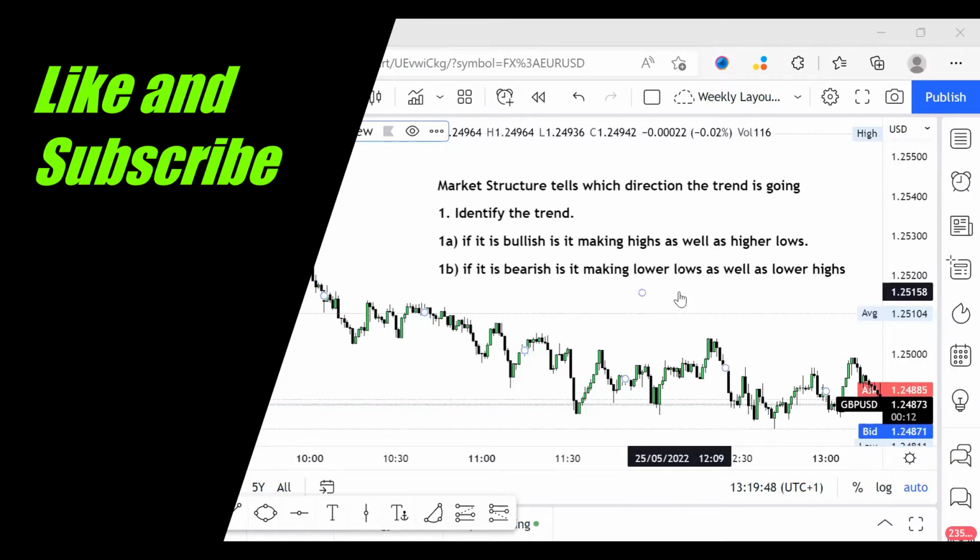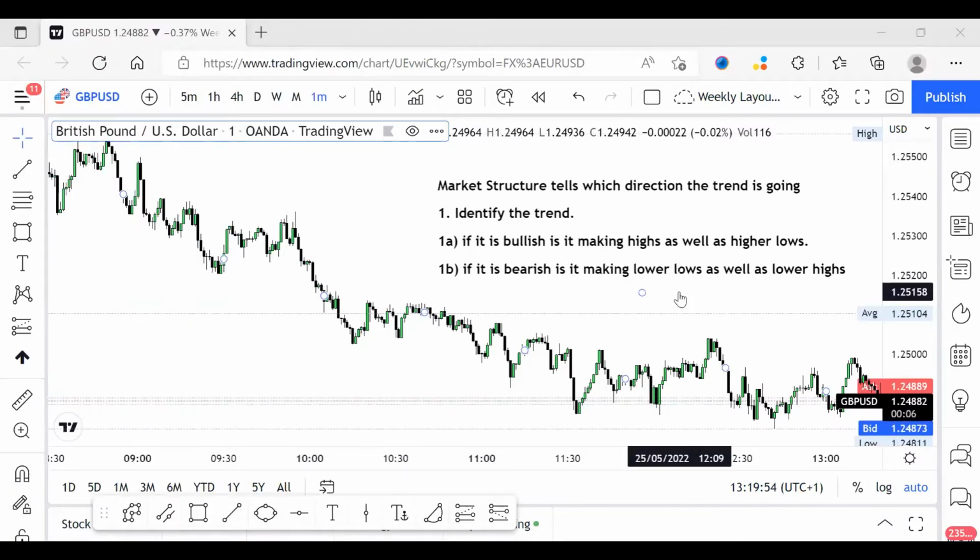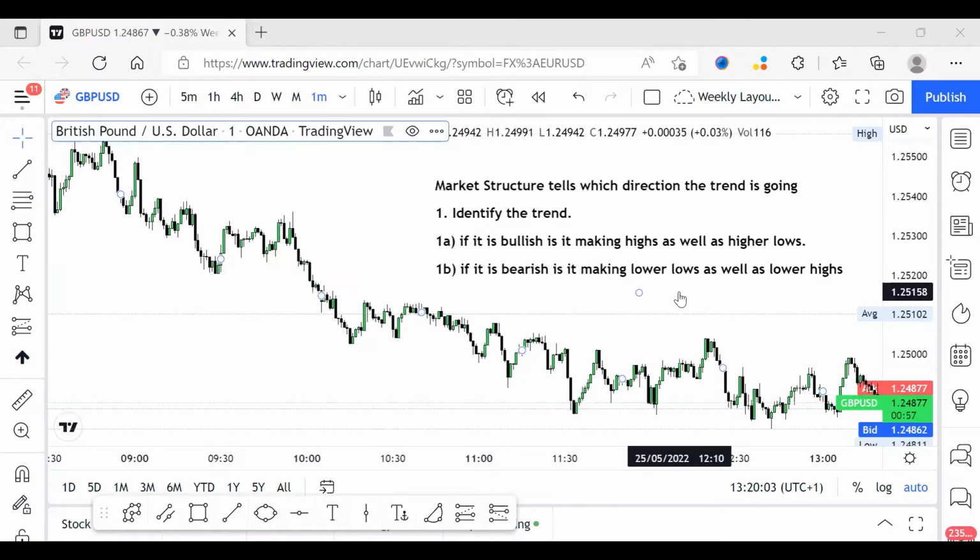Today we're going to talk about market structure. Market structure is all about identifying which way the trend is going. So first of all, identify the trend, figure out if it's in bullish or bearish mode. If it's in bullish mode, is it making higher highs and higher lows? And if it's in bearish mode, is it making lower lows as well as lower highs?